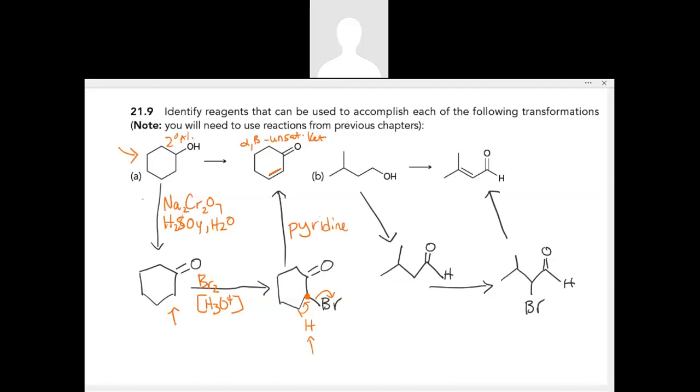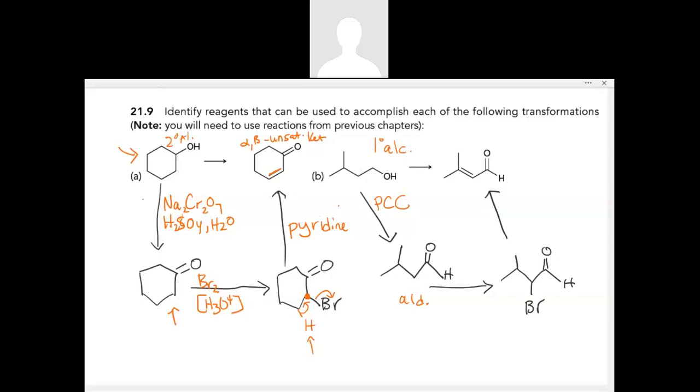All right, let's take a look at part B. So now instead of a secondary cyclic alcohol, we start with a primary alcohol. We can convert that in the first step to an aldehyde intermediate by using a few different reagents. So we could use pyridinium chlorochromate.